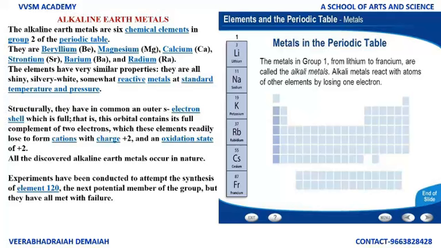Metals in the periodic table. The first group of the periodic table: lithium, sodium, potassium, rubidium, cesium and francium.